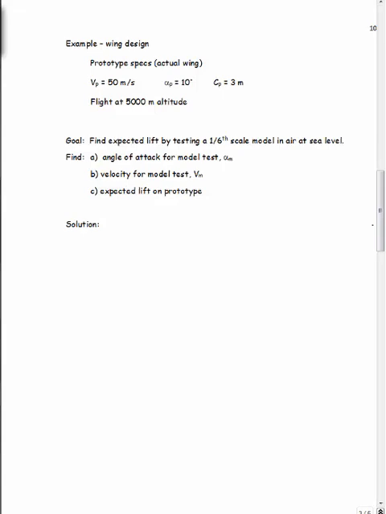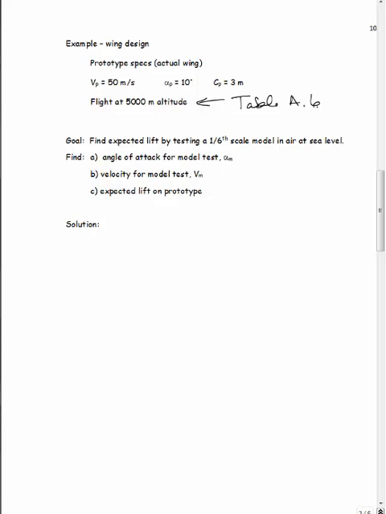Okay, so let's say we want to test a wing again, and we know it's going to fly at 50 meters per second. Angle of attack is 10 degrees, and our chord length for the prototype is 3 meters. And it's going to fly at 5,000 meters of altitude. By the way, there's a table in the back of your book that gives you properties at altitude, at least density. So what you want to do is find the expected lift on that prototype by testing a 1/6 scale model in air at sea level. What we're going to find is angle of attack, velocity for the model, and then what our expected lift will be on this prototype.